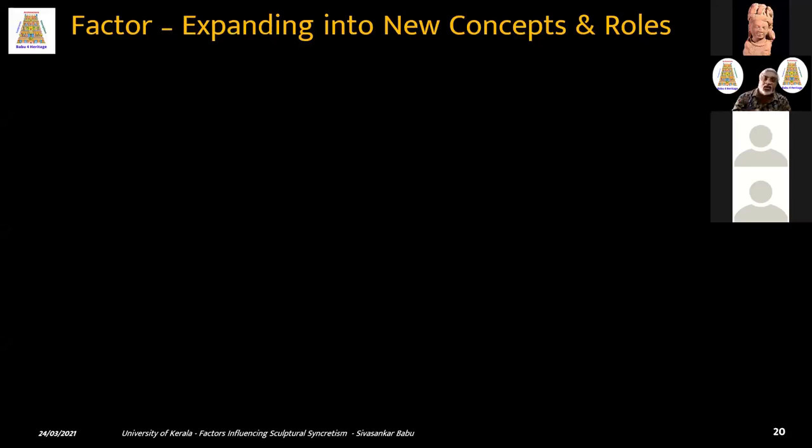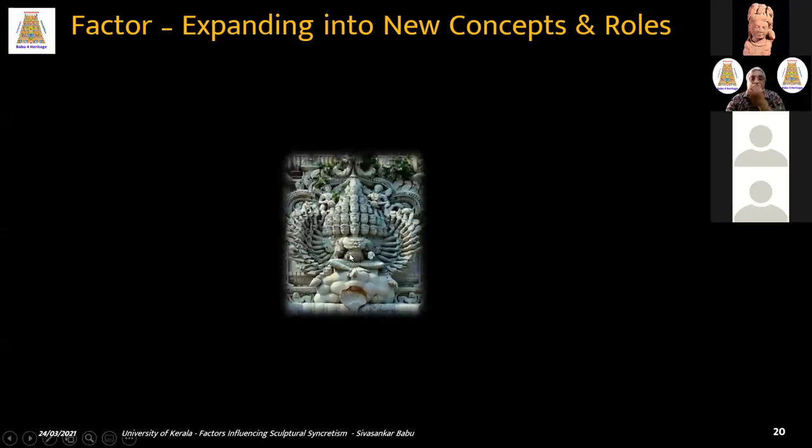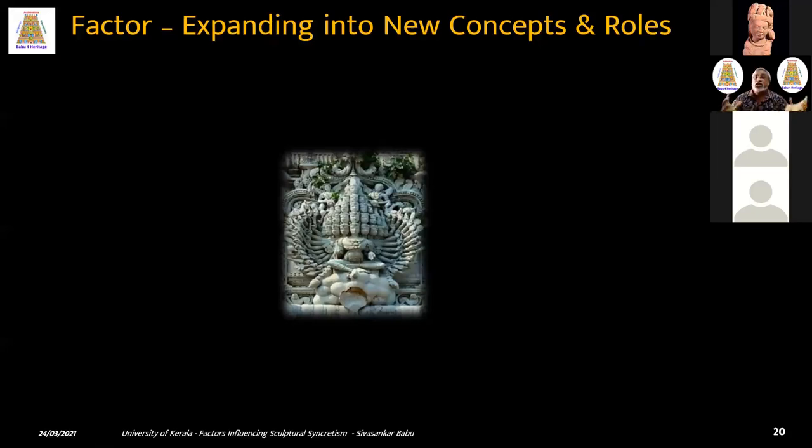So the forms of Shiva, from a simple Sivalinga, have expanded into something grand. One of the forms is the Mahasadashiva with 25 heads. This is supposed to be one of the Adi forms. And from there, it expanded to 64 plus other varieties of Shiva.